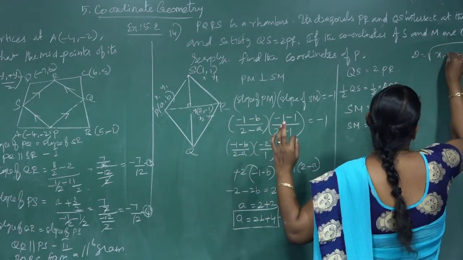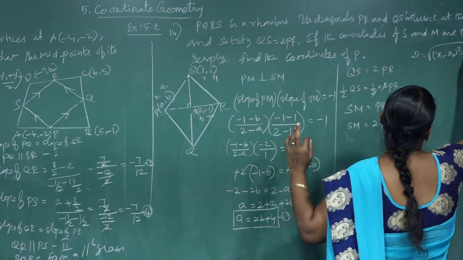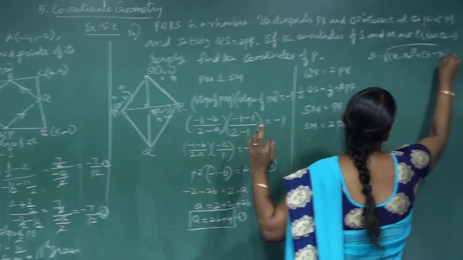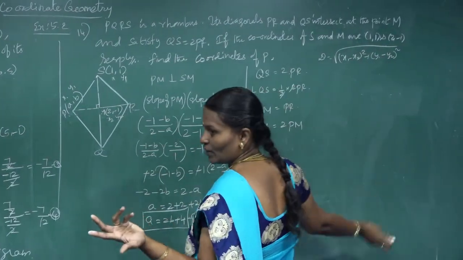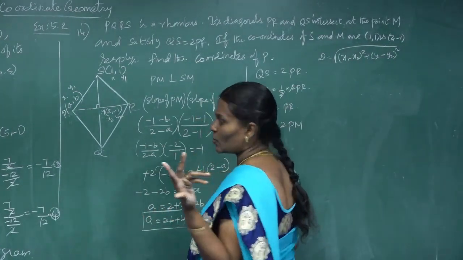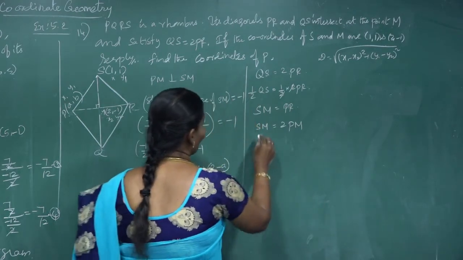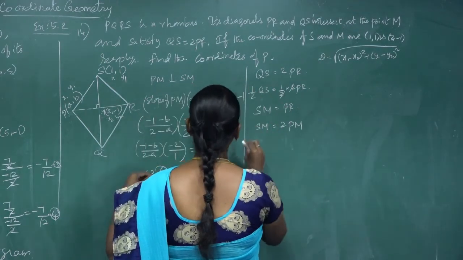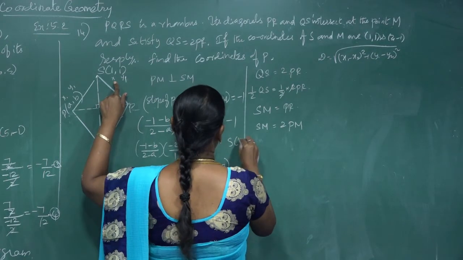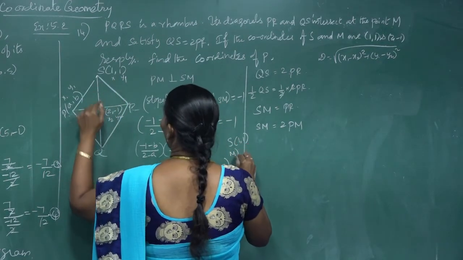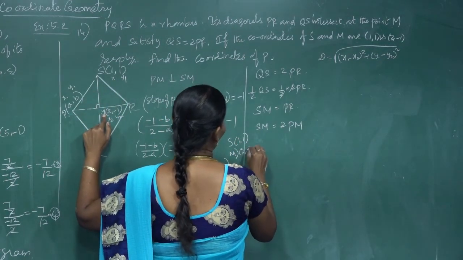Square root of (x1 minus x2) the whole square plus (y1 minus y2) the whole square, or (x2 minus x1) the whole square plus (y2 minus y1) the whole square. Both are the same only. Okay. So SM: here what is the S point? 1 comma 1. What is the M point? M is 2 comma minus 1.